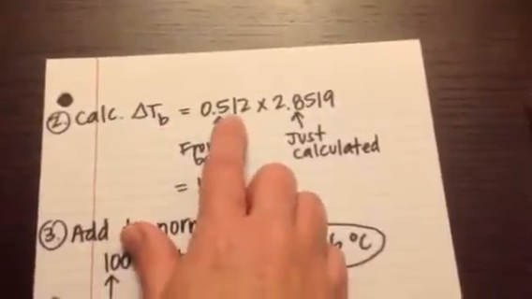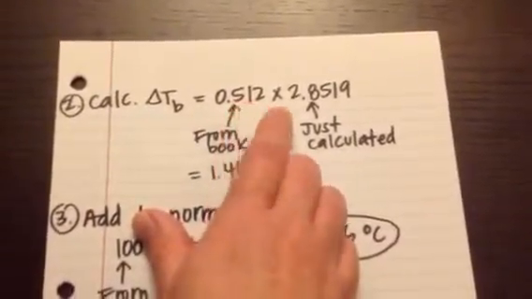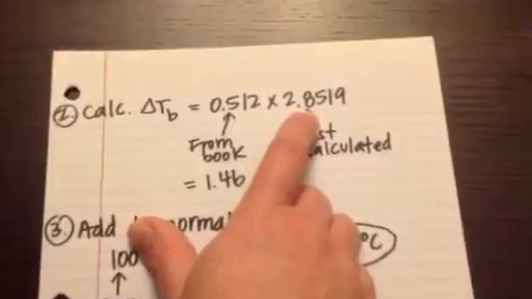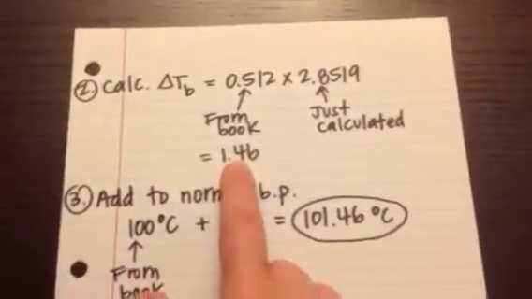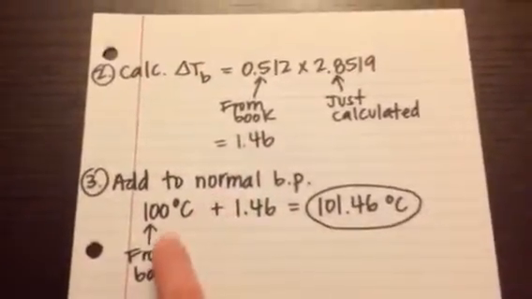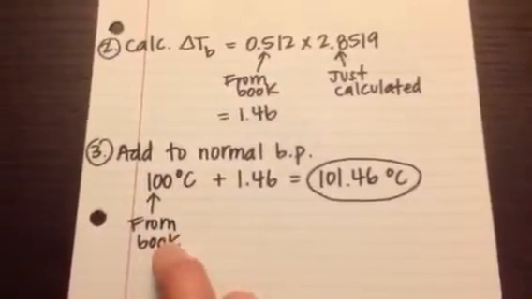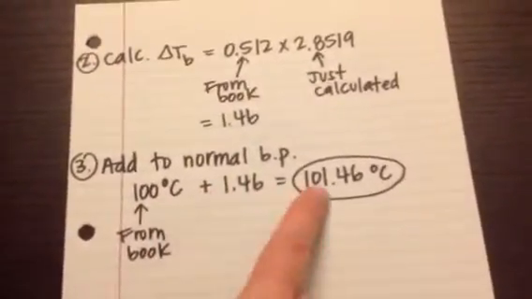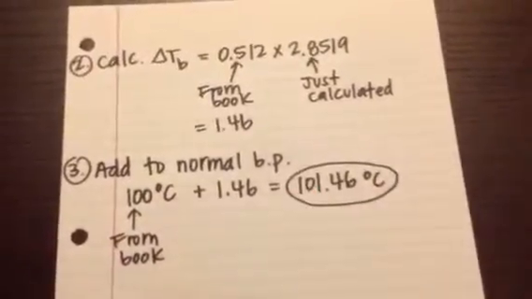So we look up the TB constant for water from that table on D2L. And then this is the value we just calculated. We multiply those two numbers together, we get 1.46. And then we're just going to add this to the normal boiling point. If you didn't already know the normal boiling point of water, it's 100 degrees Celsius. That's in that chart on D2L. So my boiling point of this solution is 101.46 degrees Celsius.